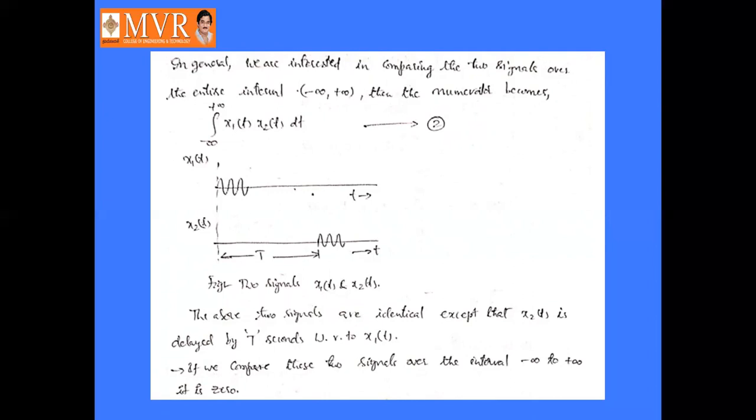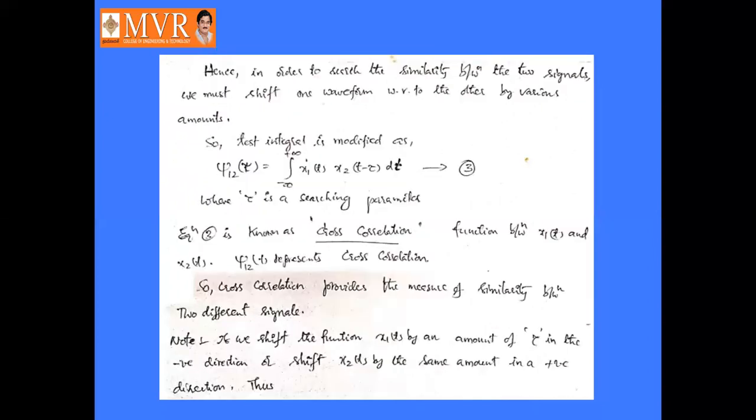Let us take x1 of t. x1 of t is like this. This is x1 of t and this is x2 of t. There is some delay of T seconds between x1 of t and x2 of t. These are the two signals. So the above two signals are identical, except that x2 of t is delayed by T seconds with respect to x1 of t. If we compare these two signals over the entire interval, minus infinity to plus infinity, the result is 0. So in order to search for the similarity between the two signals, we must shift one waveform with respect to the other by various amounts.